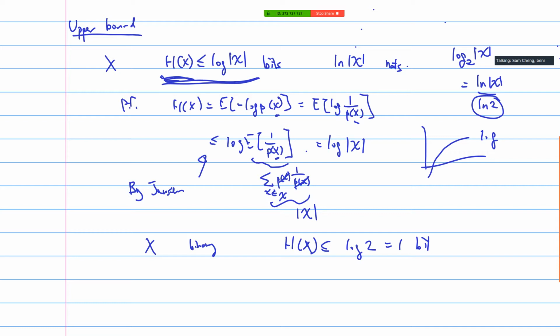Let's look at another example. Let's say I have a dice here. So a dice will have Y as the outcome of a dice.